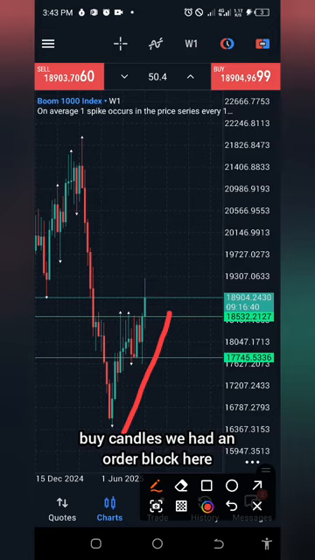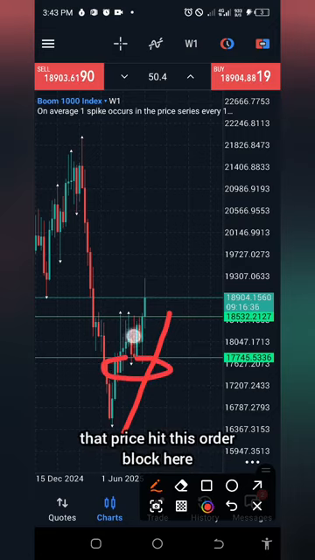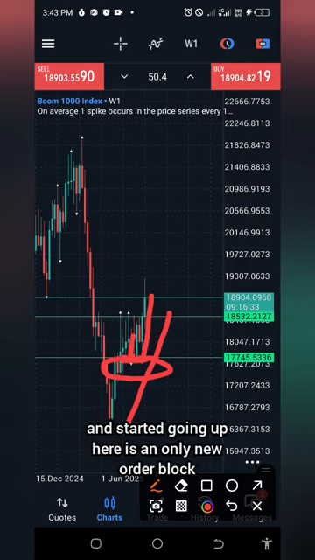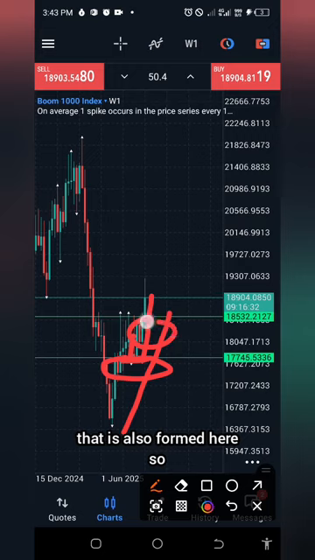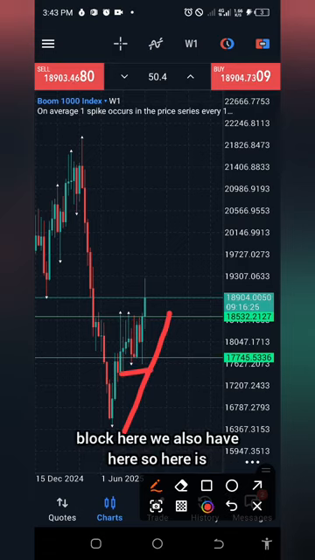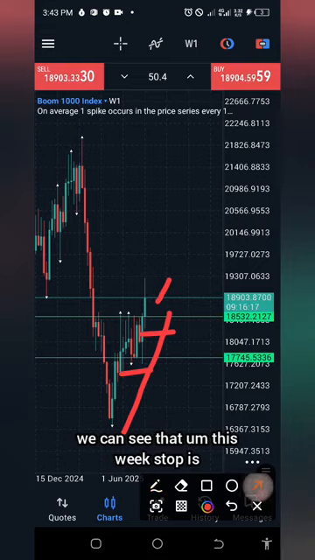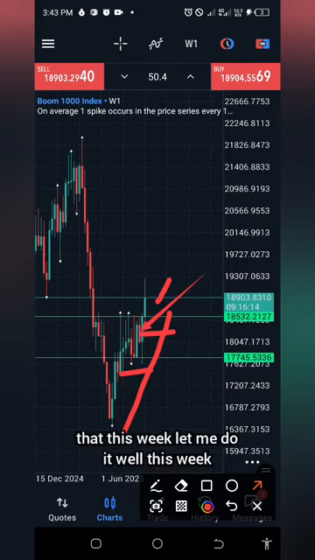We had an order block here. Okay, and you can see that price hit this order block here and started going up. Here is another new order block that is also formed here. So we can see that we had a lot of order blocks here. We also have here. This week, let me do it well, this week here stopped exactly at the order block area.